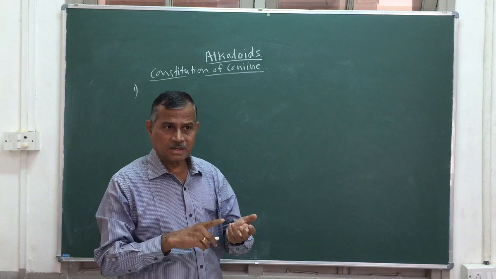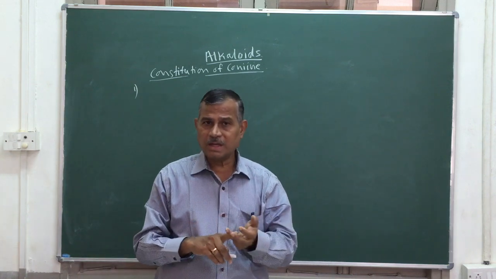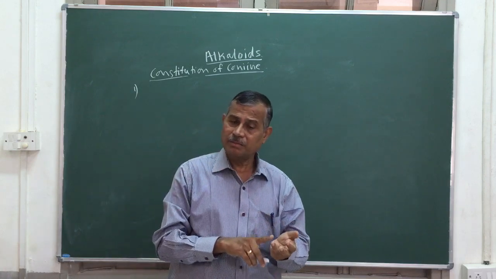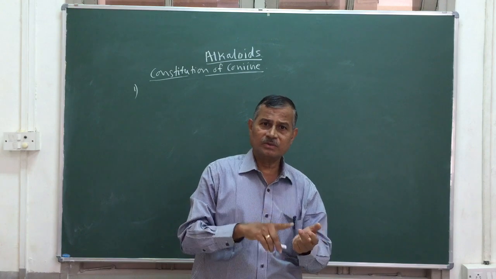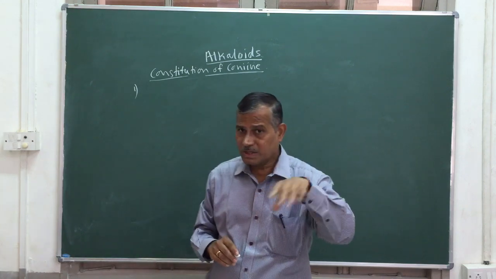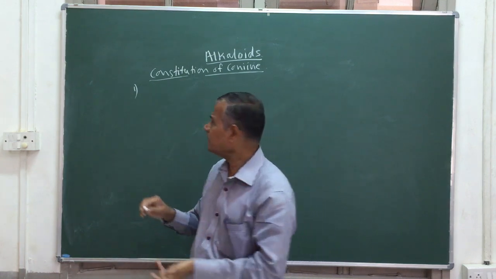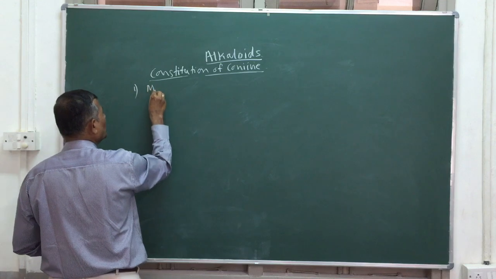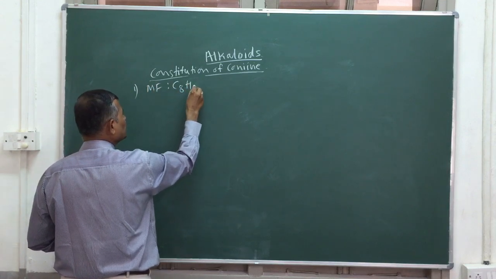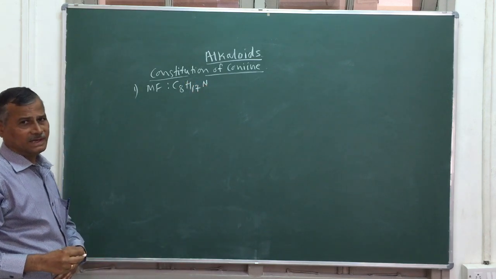So knowing the mass of this coniine, we can first calculate the empirical formula, and then we are going to calculate the molecular formula. By doing all this elemental analysis and molecular weight determination, the molecular formula of this coniine is found to be C8H17N.